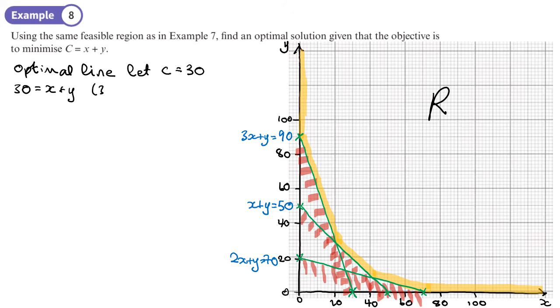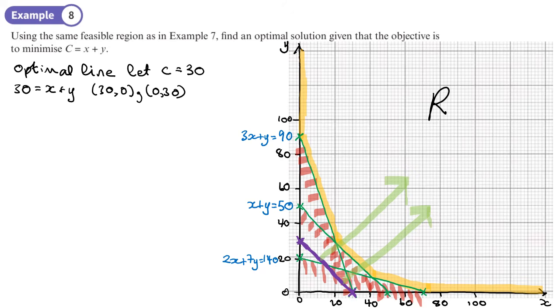So I'm going to get the coordinates 30, 0 and 0, 30. So I'll plot those two coordinates, 0, 30 and 30, 0, and draw my optimal line. So just corrected that labeling there. And what I can see is the objective line is actually parallel to this line here. So as I move it across, as I move it in this direction, it's actually going to hit two vertices at the same time.